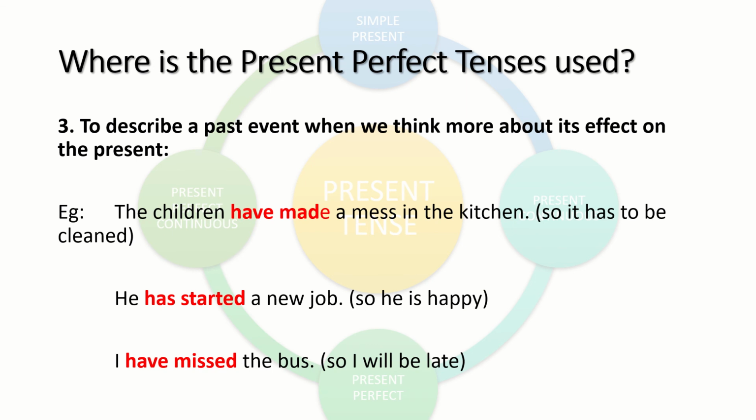Thirdly, when we describe an event that happened in the past and its effect is in the present, it's affecting us here now. The children have made a mess in the kitchen. So that action has already been done. They have already dirtied the kitchen. Now they have to clean it up. So the present moment is when they have to clean it up.